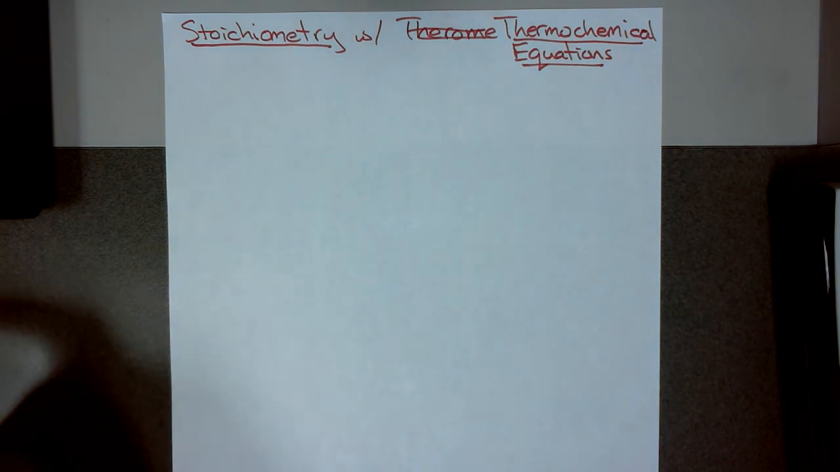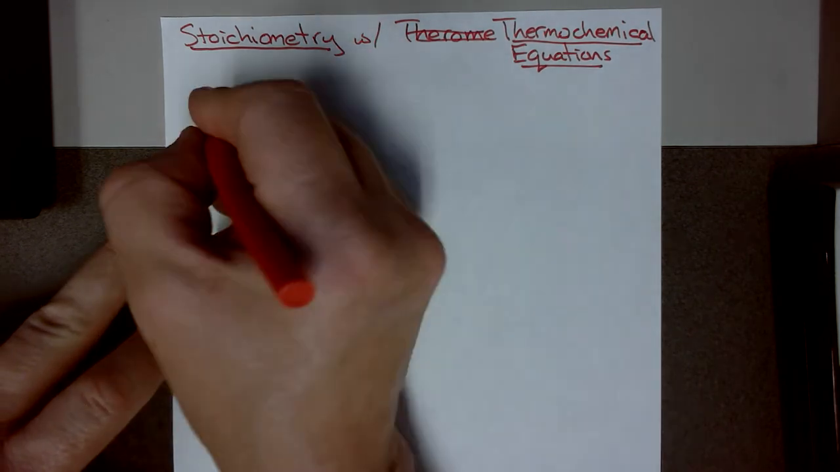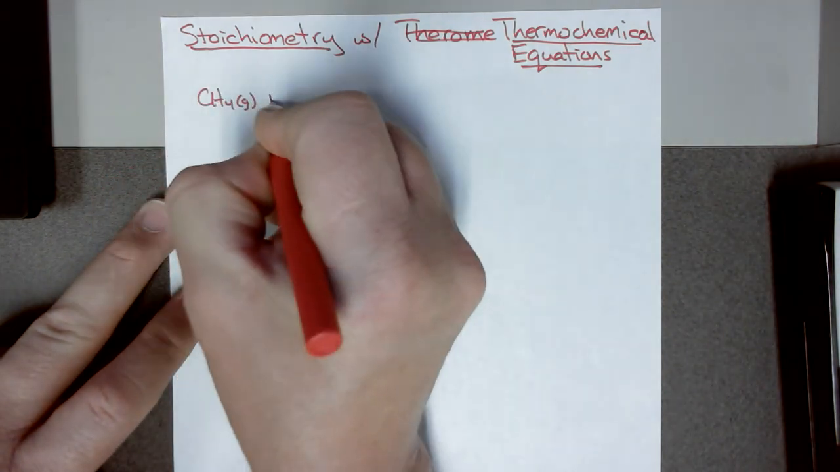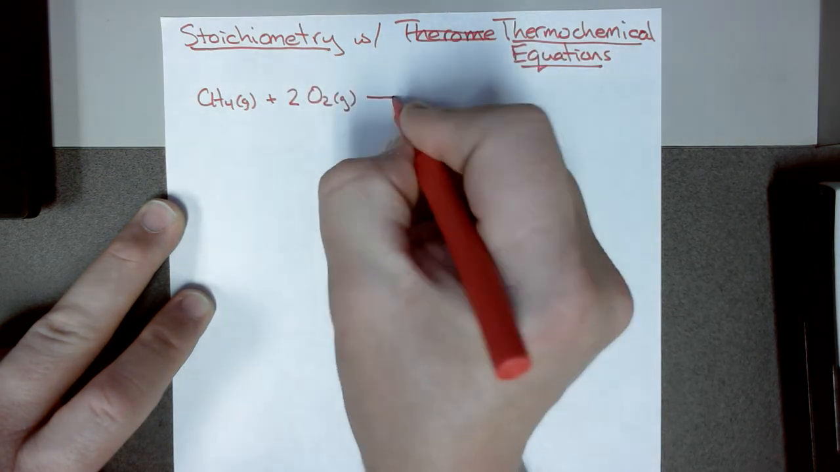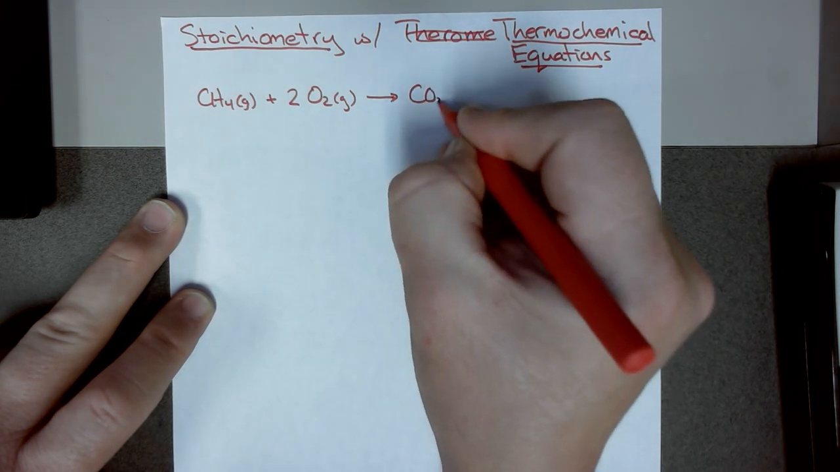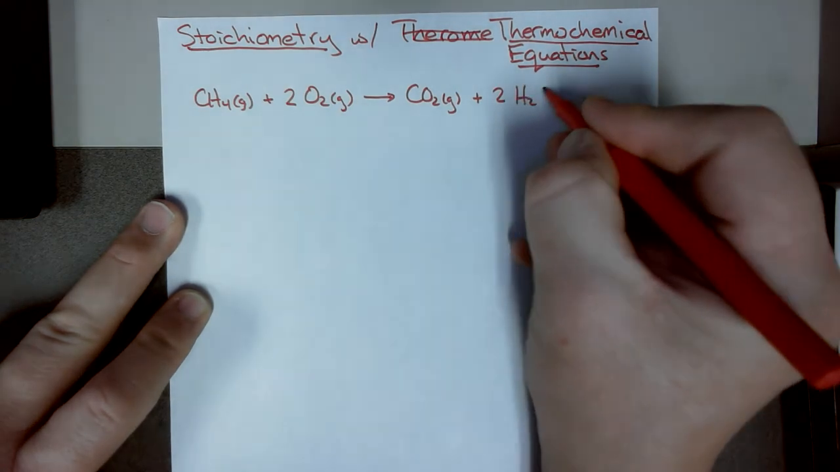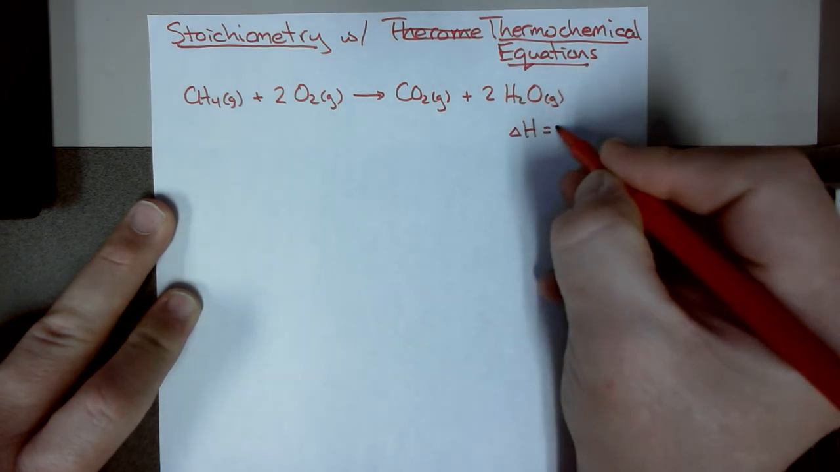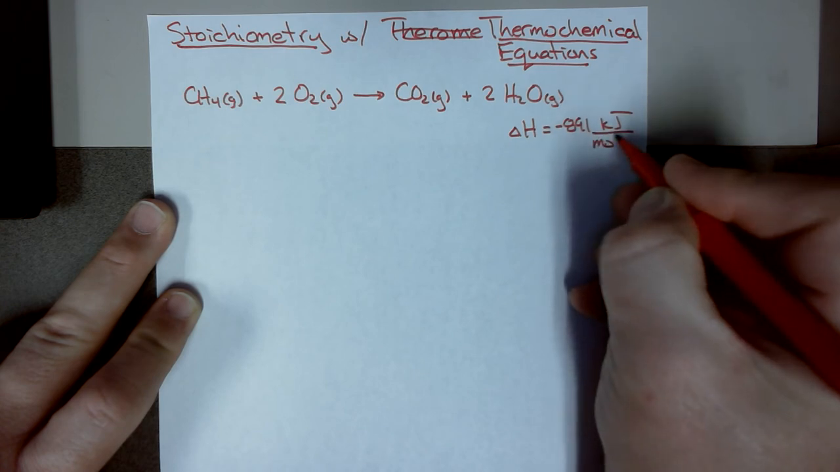So let's look at the stoichiometry with thermochemical equations. We're going to do 4 different practice problems here. And the thermochemical equation that we're going to use is 1 mole of methane gas plus 2 moles of oxygen gas will produce 1 mole of carbon dioxide gas plus 2 moles of H2O gas, and then we're going to say that the delta H is equal to a negative 891 kilojoules per mole of this reaction.